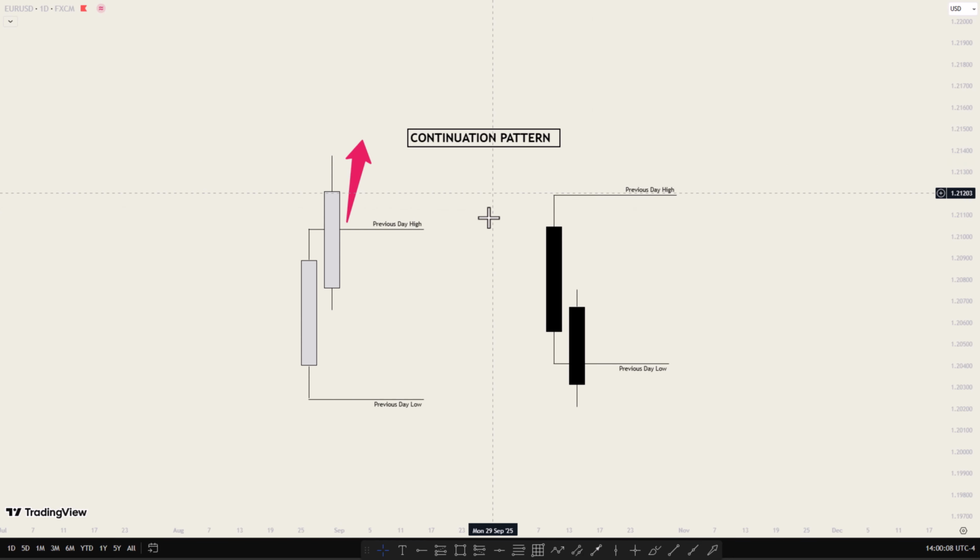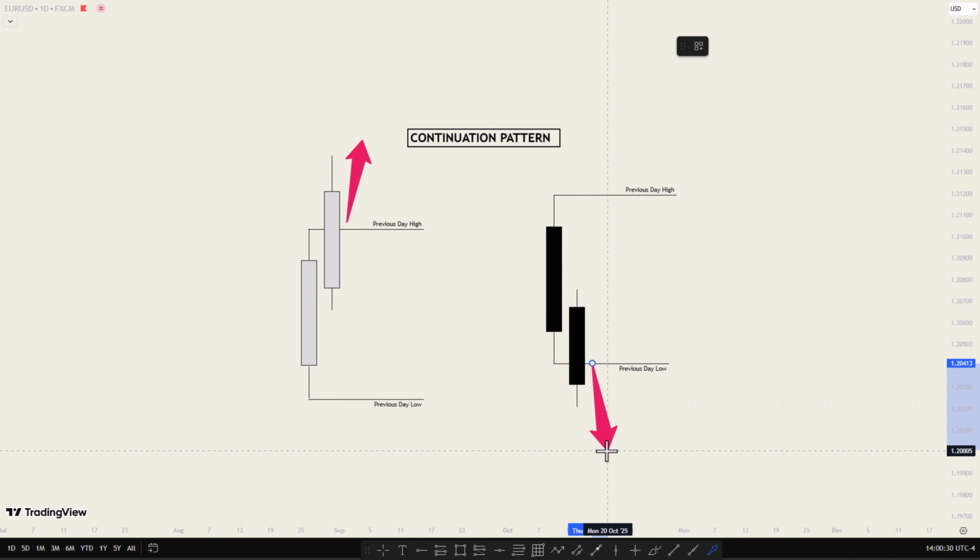Now if price is bearish on the daily time frame, you see price has closed a daily range, and it leaves you with a previous day low and previous day high. Then the next day you see price closes below the previous day low. You should know that the next day candle will be bearish, and this is what you call the continuation pattern.